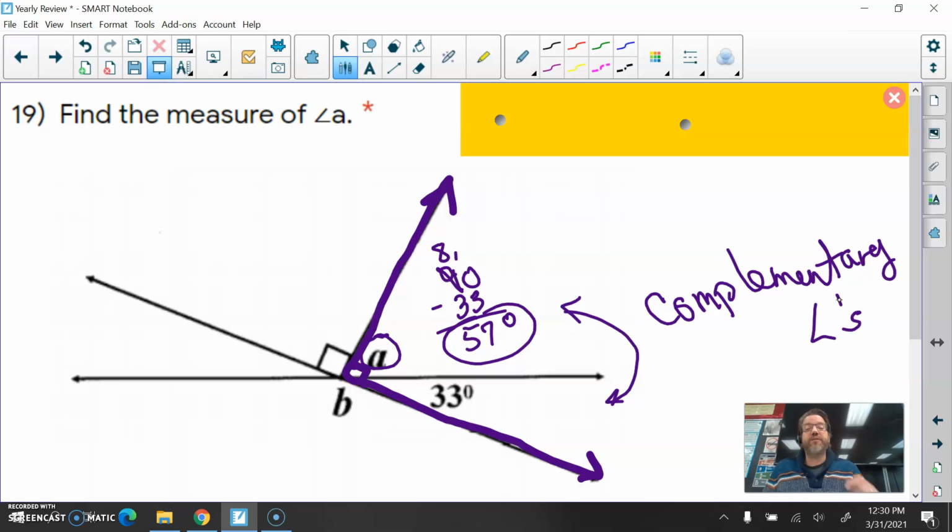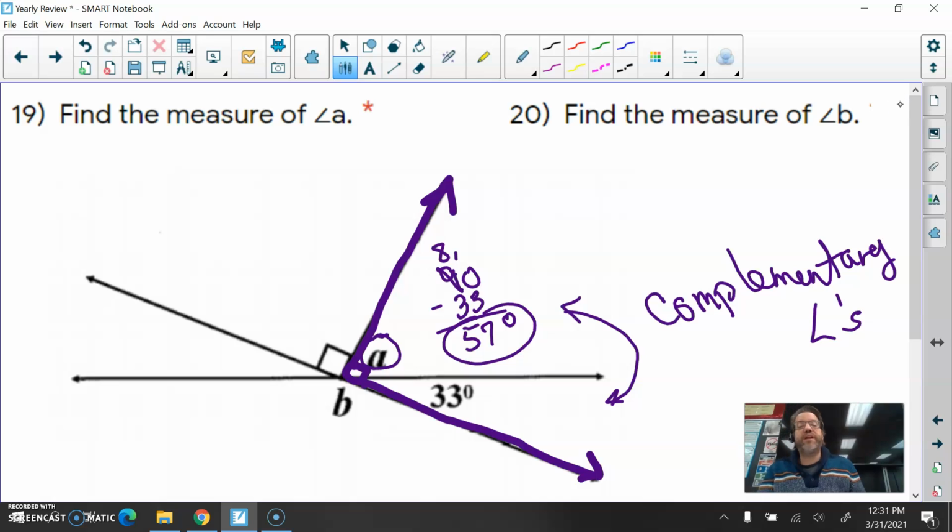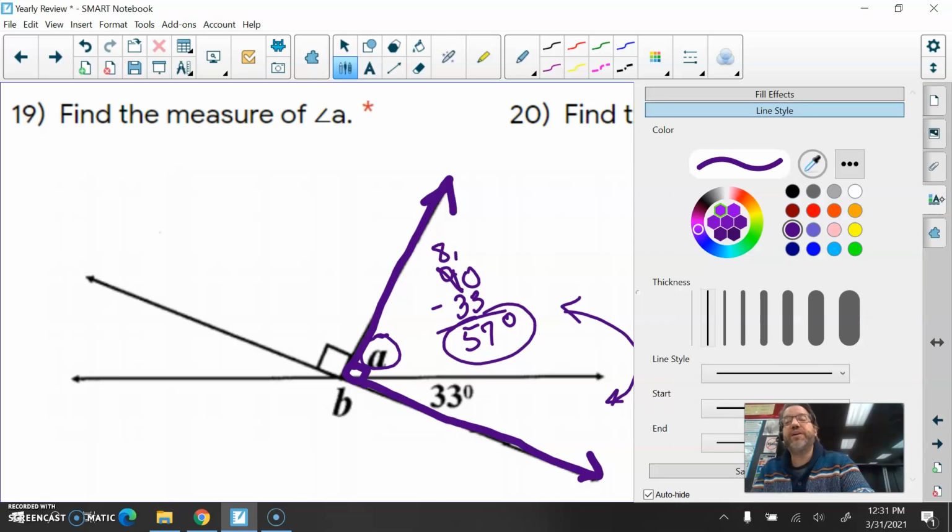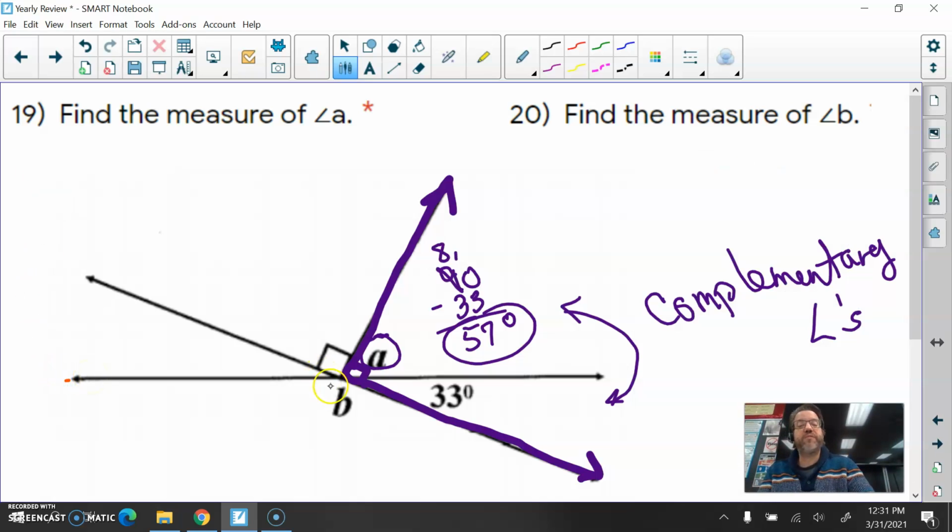Angles that total 90 degrees. Complementary angles. Okay? Now for number 20, and I'm going to leave number 19 up here so you can see that as well. I'll just switch colors. For number 20, it says, let's find the measurement of angle B. What is the measurement of angle B? And look how large it is. It's a really large angle here. It's an obtuse angle. And I see it is right next to this 33-degree angle here, just like angle A was right next to it.